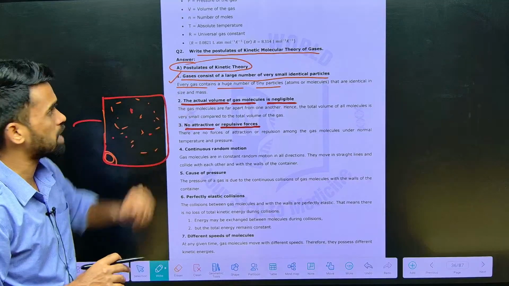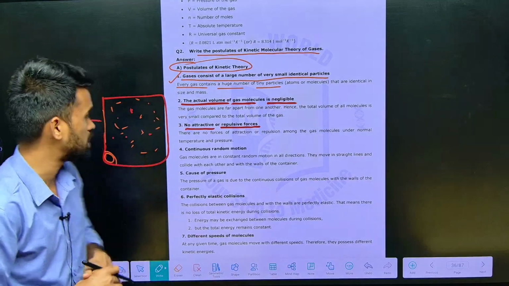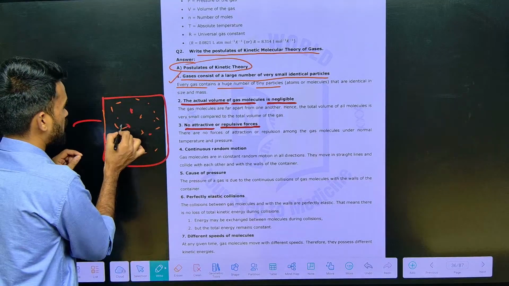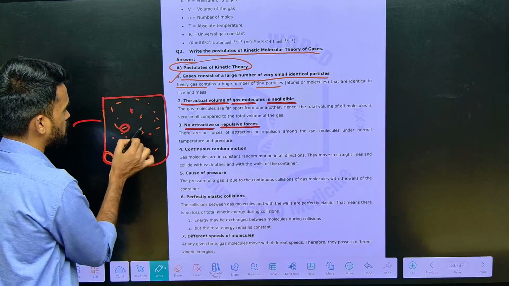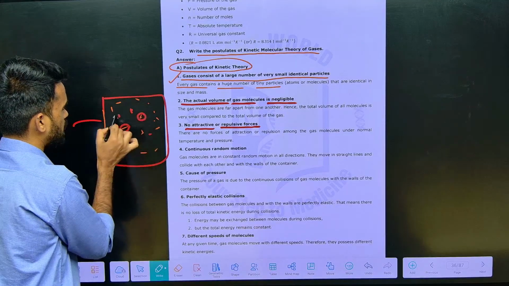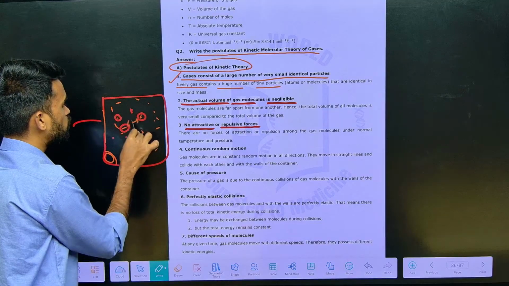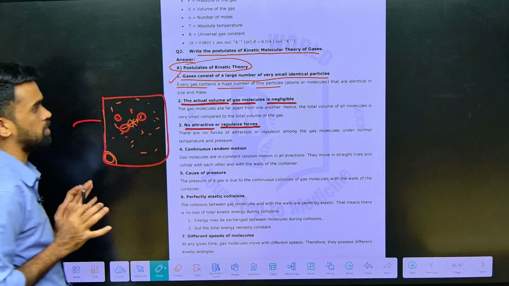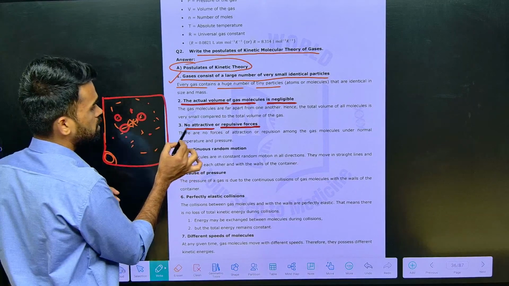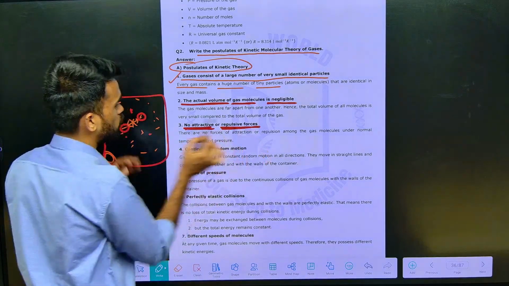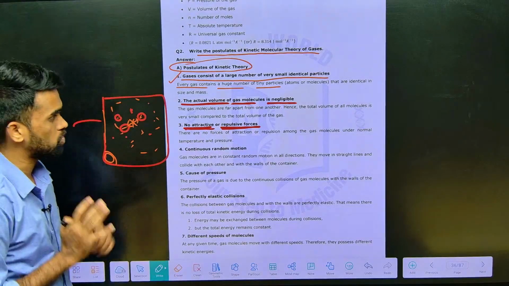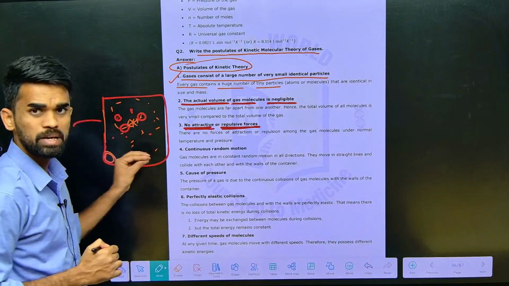As per this kinetic molecular theory, there is no attraction between the gas particles. If this is a gas particle and this is another gas particle, like this we have n number of gas particles, and between them there is no force of attraction or repulsion. So there are no attractive or repulsive forces between the gas particles at normal temperatures and pressures.